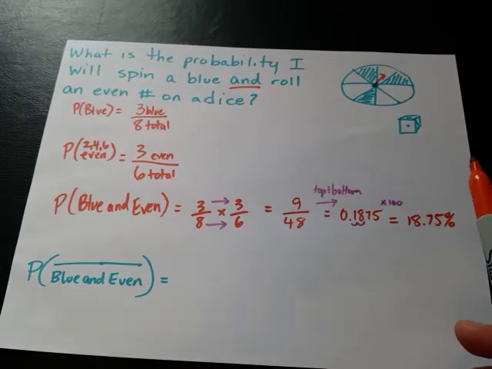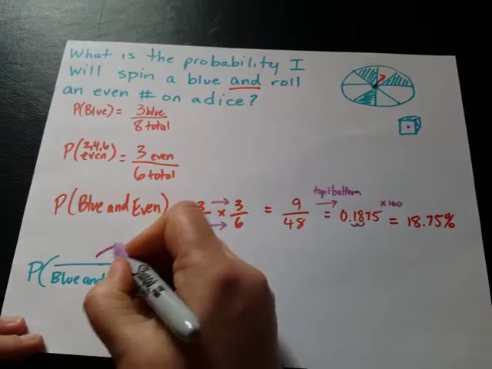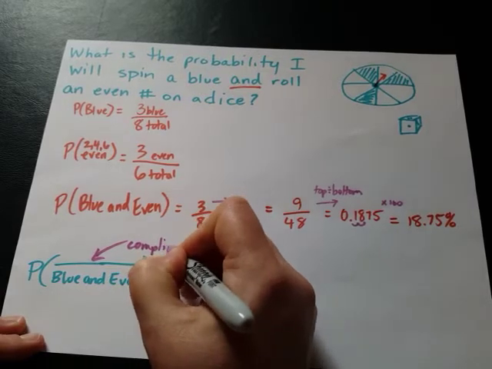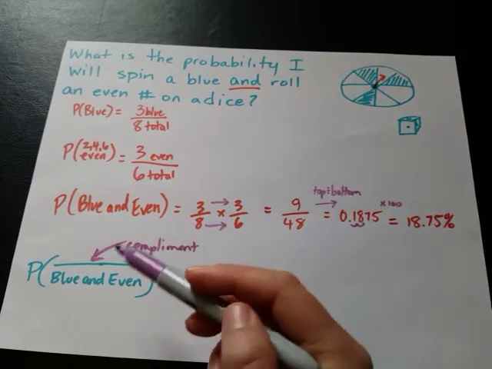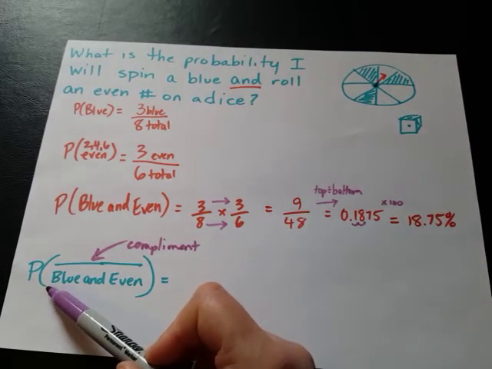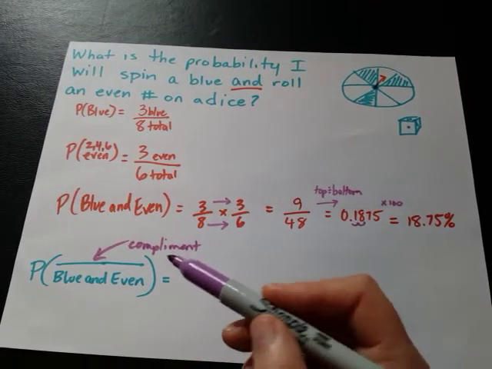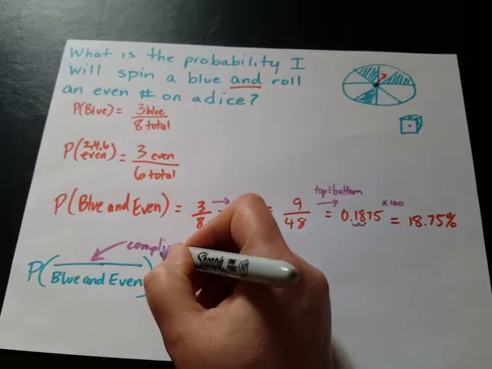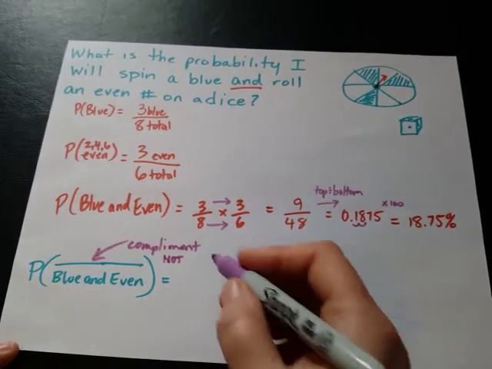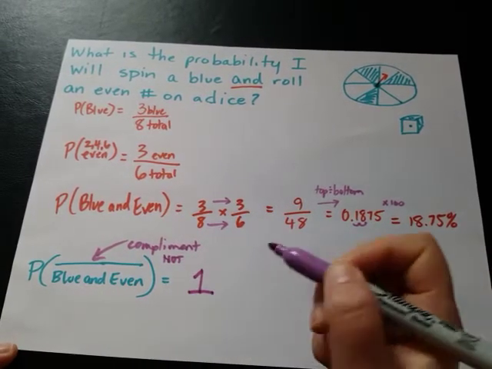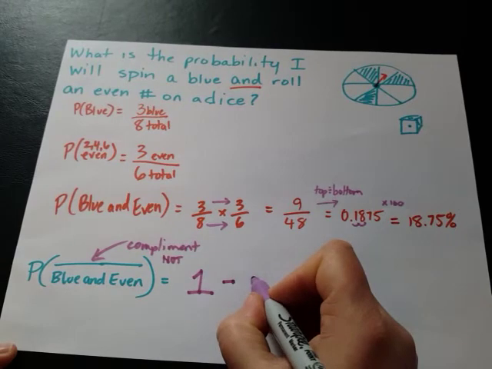So there's something a little bit tricky in probability, and that's where we're talking about the complement. So the complement is all the ways that something is not something else. So here I'm asking, what's the chance or the probability that I do not get a blue and an even on my spin and my roll? So for the complement, we're always going to take 1 or 100% of the things that could happen and subtract off the probability of that actually happening.